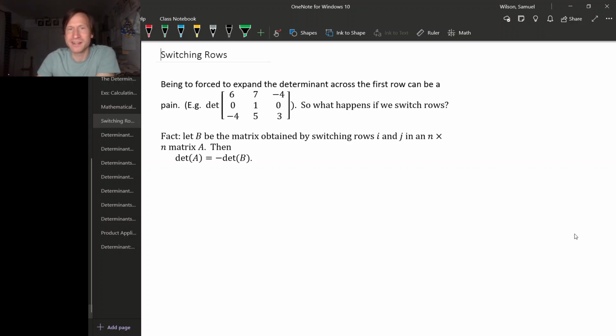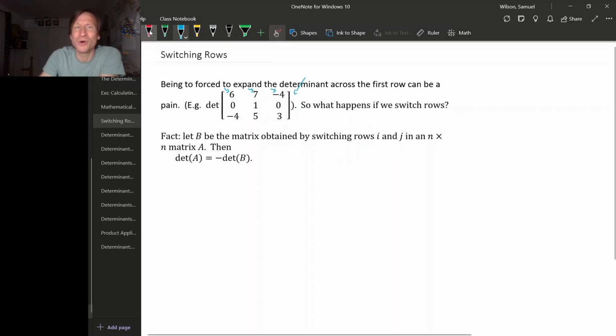Sometimes when you're calculating a determinant, you'd really rather not have to go along the first row. Here's a good example of that. It's not that bad since it's only 3 by 3, but you can see going along the first row, there's going to be 3 different terms in the expansion of the determinant that we're going to have to calculate. Wouldn't it be nice if we could go along any row?